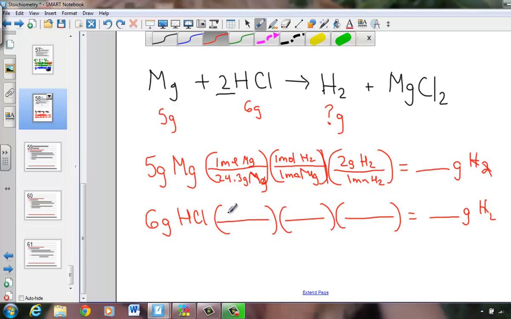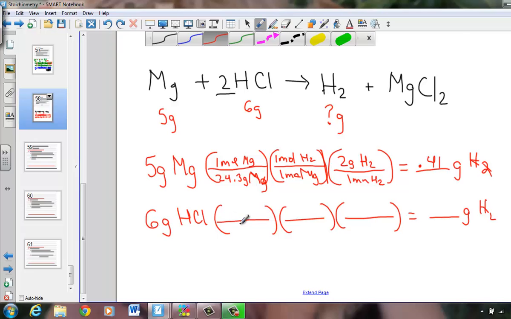Let's hit that, shall we? Got my math set up. We have 5 grams. I'm going to divide by the molar mass of 24.3 times 1 over 1. I don't bother hitting it, but I go times 2, the molar mass of hydrogen. And one possible answer is 0.4115, so we'll go 0.41 grams of H2.